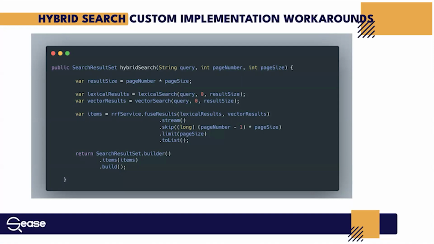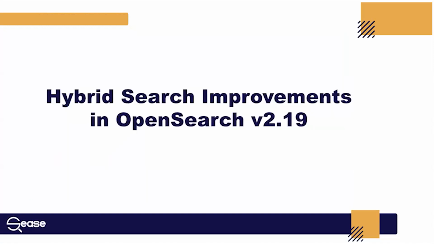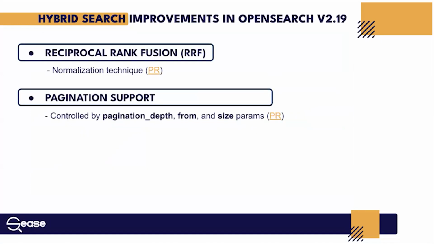However, once we had done this part, OpenSearch introduced in their version 2.19 huge improvements for pagination, as well as for the reciprocal rank fusion. For the normalization, they introduced reciprocal rank fusion. It's in the PR, but I'm not going to go into that one. It exists, so it is supported now. Pagination is also supported, controlled by the new pagination depth parameter in the hybrid search query, and there are also from and size parameters.